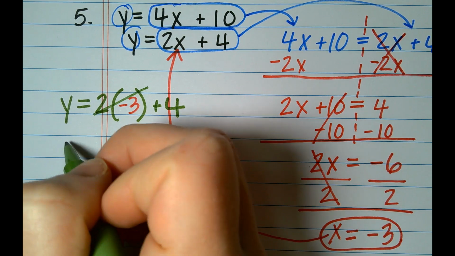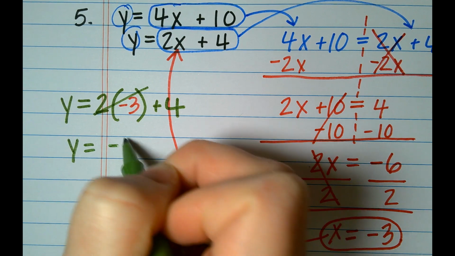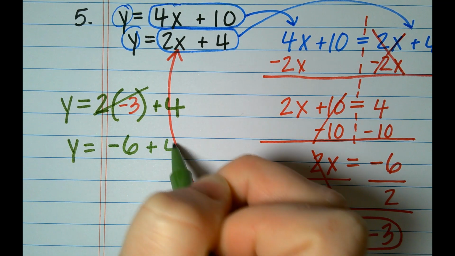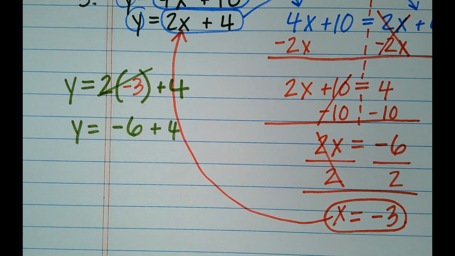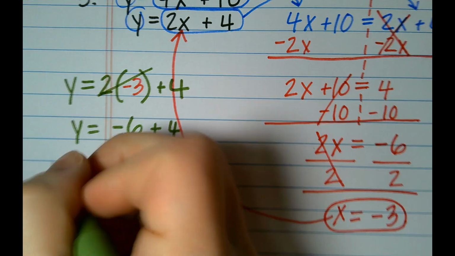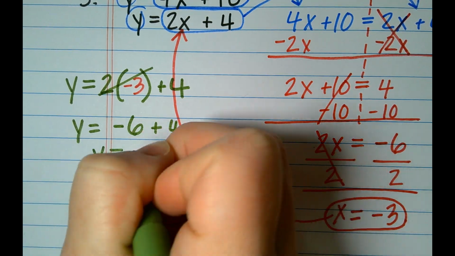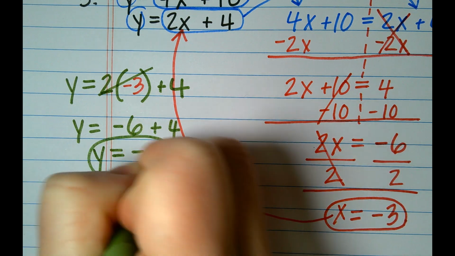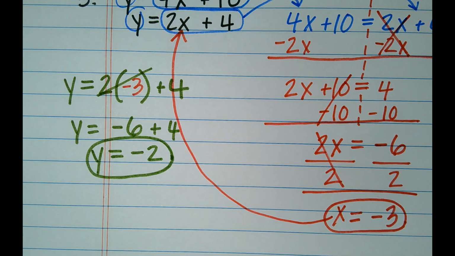And what's that give me? Negative 6. Bring down my plus 4. And what is negative 6 plus 4? Negative 2. Y equals negative 2. So it's solved.